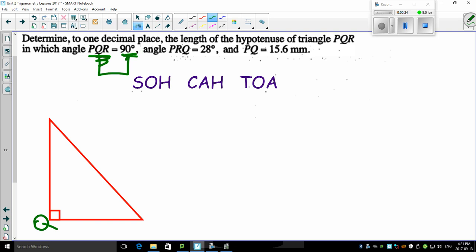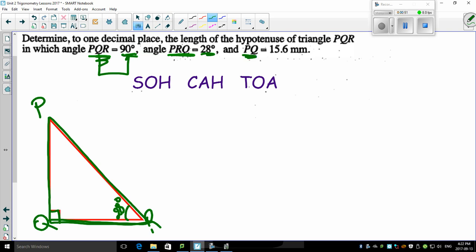Either one of these could be P and the other one could be R. It doesn't matter. So let's go P here. Let's go R. So in fact, P to Q to R is our 90 degrees as we've got written there. Perfect. Angle PRQ then has got to be 28. So P to R to Q, that's got to be 28 degrees there. Okay, so now our triangle is coming together.